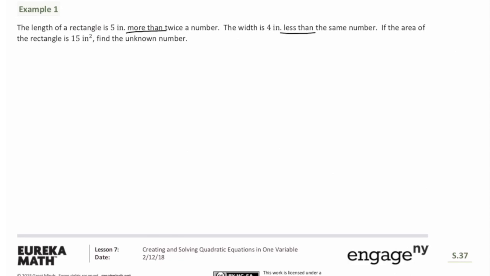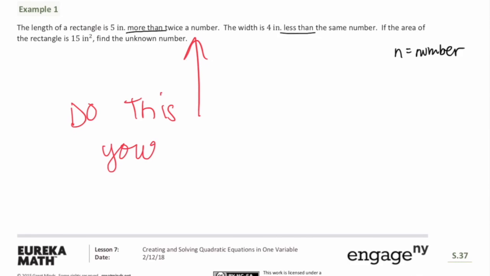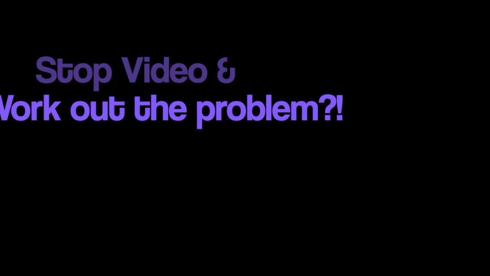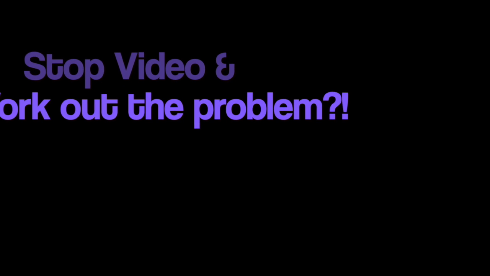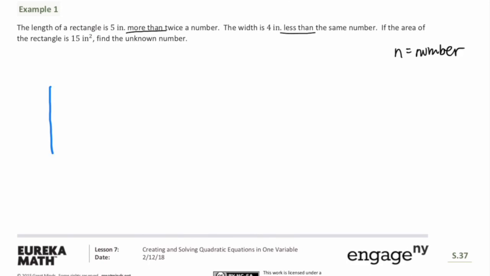Let's look at the second example. It's very similar to the first one. We have a length of a rectangle that is 5 inches more than a number. Go ahead and try to do this on your own. Your width is 4 less than a number, and you have an area that's 50 inches squared. Okay, hopefully you tried to do this on your own, and that way you're just checking for misconceptions.